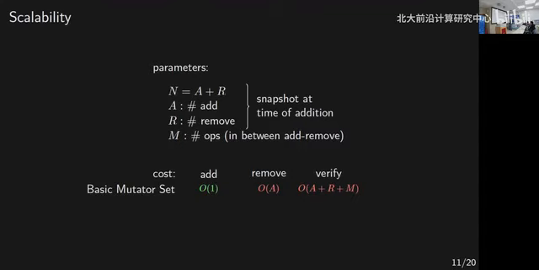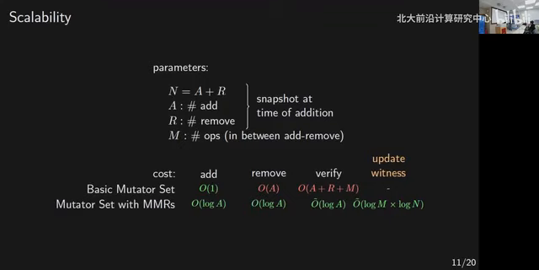And in order to prove the correct derivation of the list, you need to touch every member of that list. But in order to verify it, you don't just need to touch every member of that list, but you also need to touch every removal record and every operation in between. But fortunately, there is a trade-off.